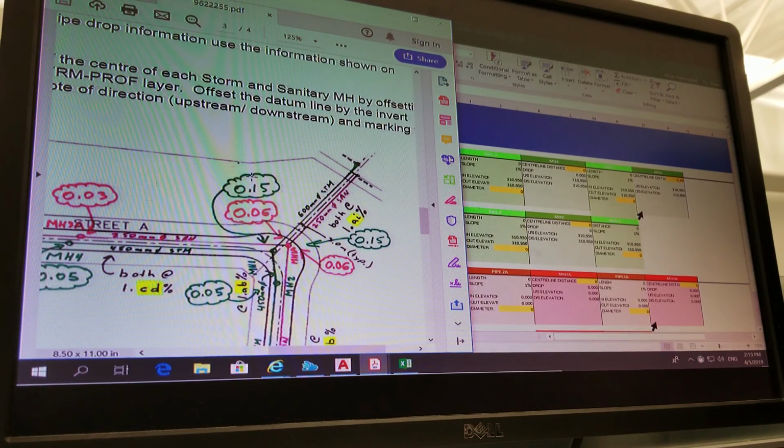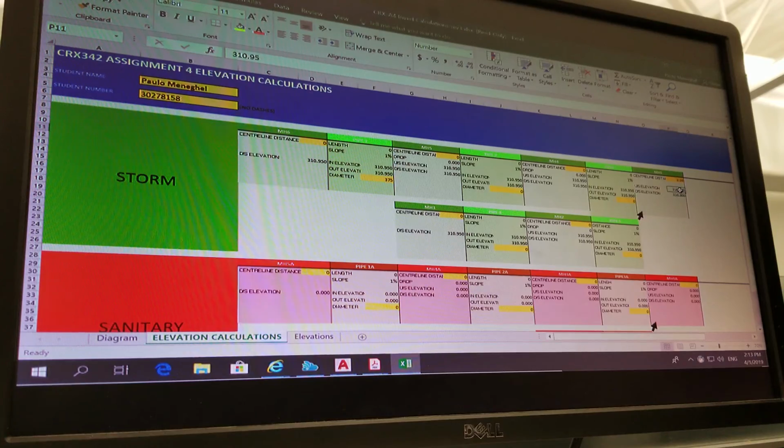The drop north is 0.15, the drop east is 0.15, so I added 0.15 here, my downstream is this, plus my drop, I have this information over here, and this is the center line information. Did you understand how I filled these numbers over here? Everyone? Any questions? Yes? The downstream, which you had, I get on the instructions.